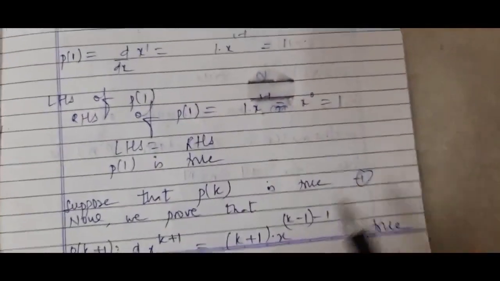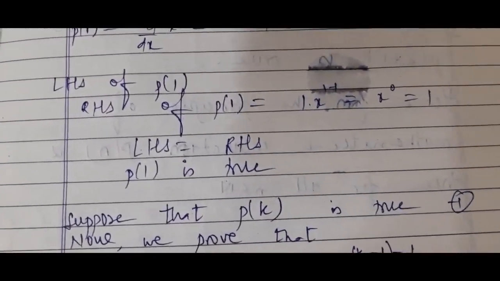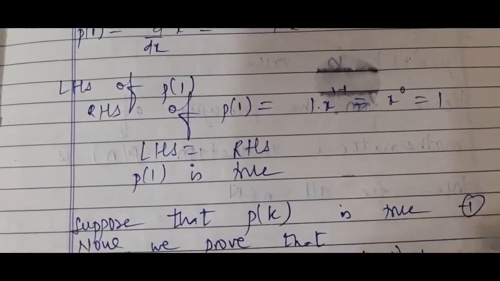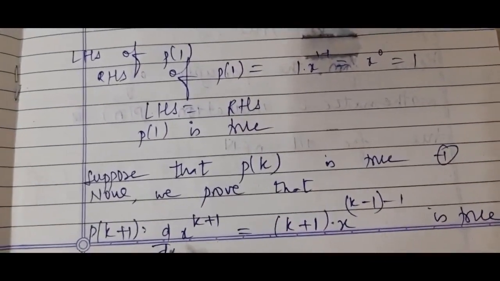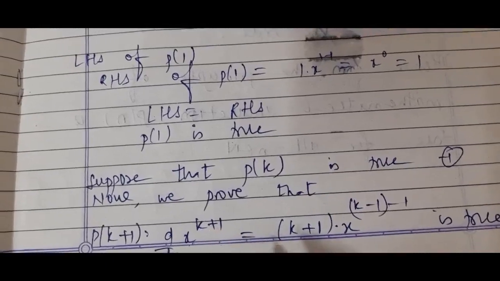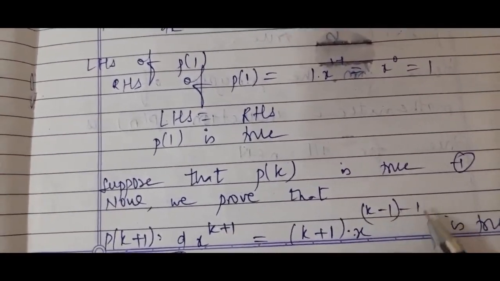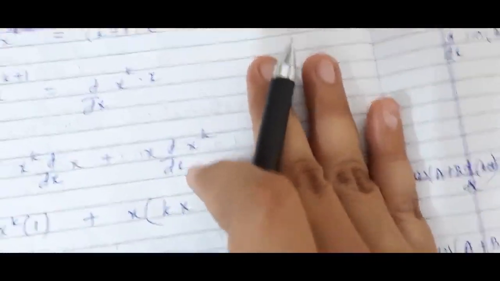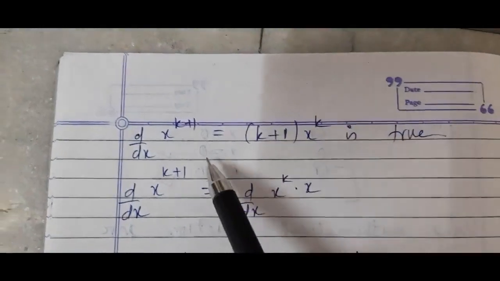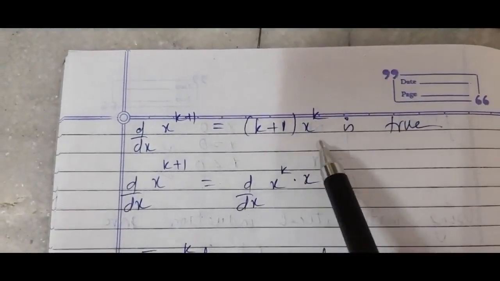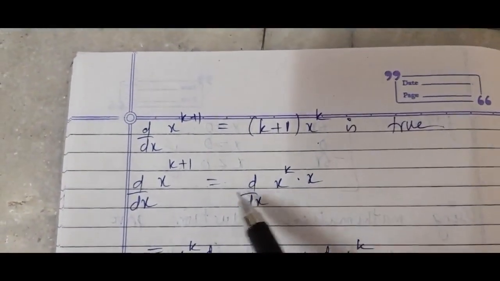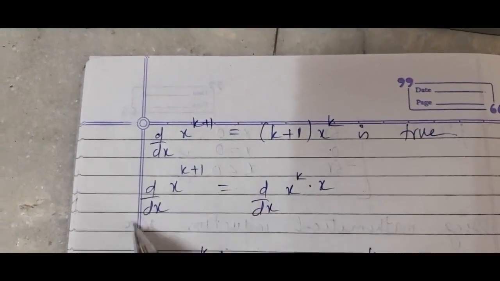Now we will suppose that P of k is true. So P of k plus 1, d by dx of x raised to k plus 1 equal to k plus 1 into x raised to k, is to be shown true. So we have to prove that d by dx of x raised to k plus 1 equal to k plus 1 x raised to k. Let's start. Now we will take the LHS side.